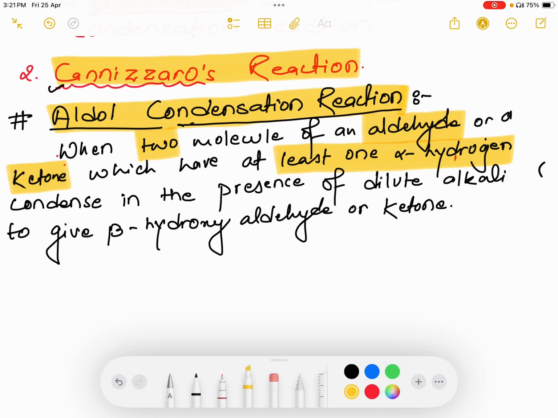I'll be explaining what alpha hydrogen is. So it needs to have at least one alpha hydrogen and it needs to be treated in the presence of dilute alkali. So again, a necessary condition. And what does it form exactly? It forms beta hydroxyaldehyde or beta hydroxyketone. And this reaction is known as aldol condensation reaction.